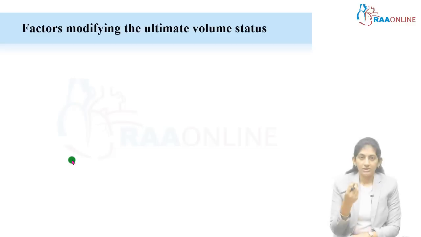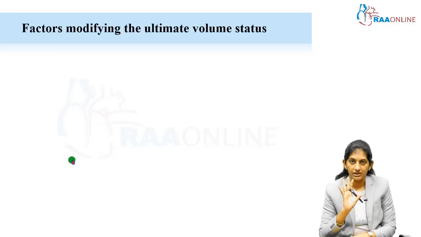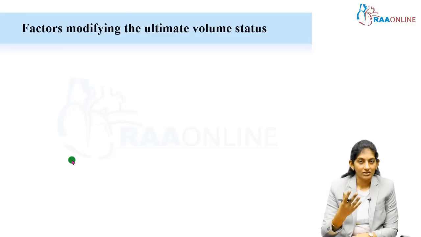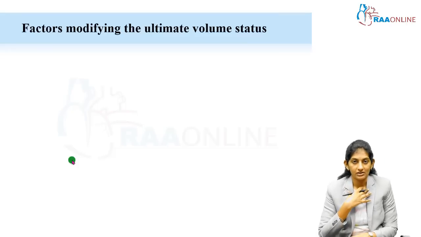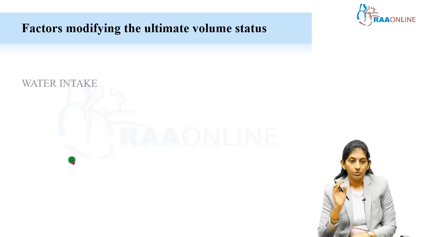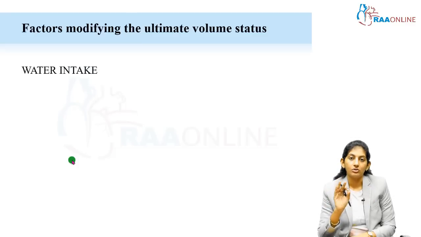If you have good thirst, so if I have hypernatremia, but if my thirst mechanism is intact, I will have so much water craving. So I drink so much water. If my thirst mechanism is okay, if it is intact, this can be overcome. So number one, the most important factor which will modify the volume status of the body, will be the water intake. But sometimes the thirst mechanism will not be intact.